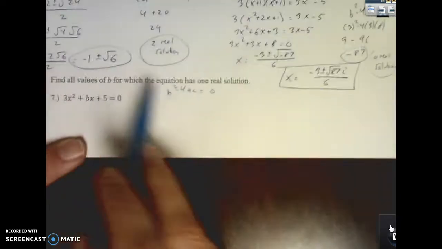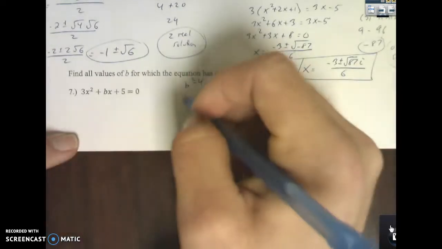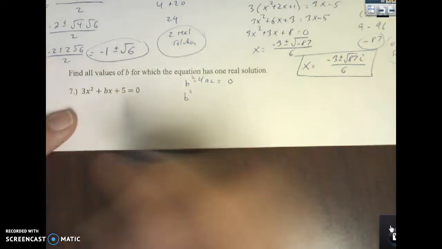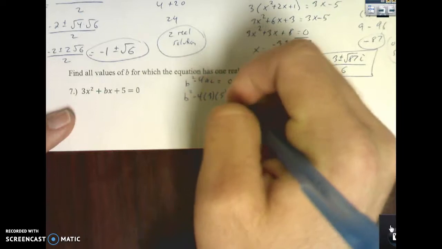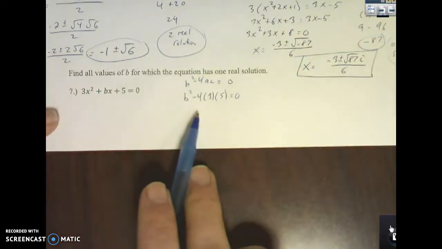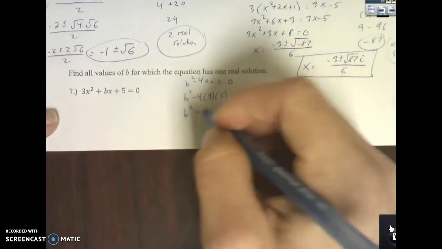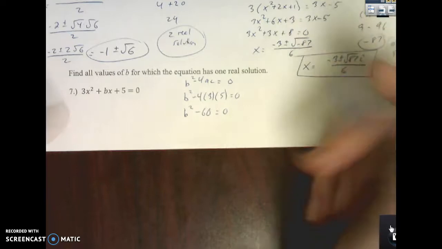Alright, so, looking at this problem here, now the issue is, I don't know what b is. So b stays b squared. But the a and the c I have, 3 and 5. So minus 4 times 3 times 5, this problem is actually really easy. Let's clean that up. 4 times 3 times 5 is 60. How do I solve this? Oh no, add the 60 over.